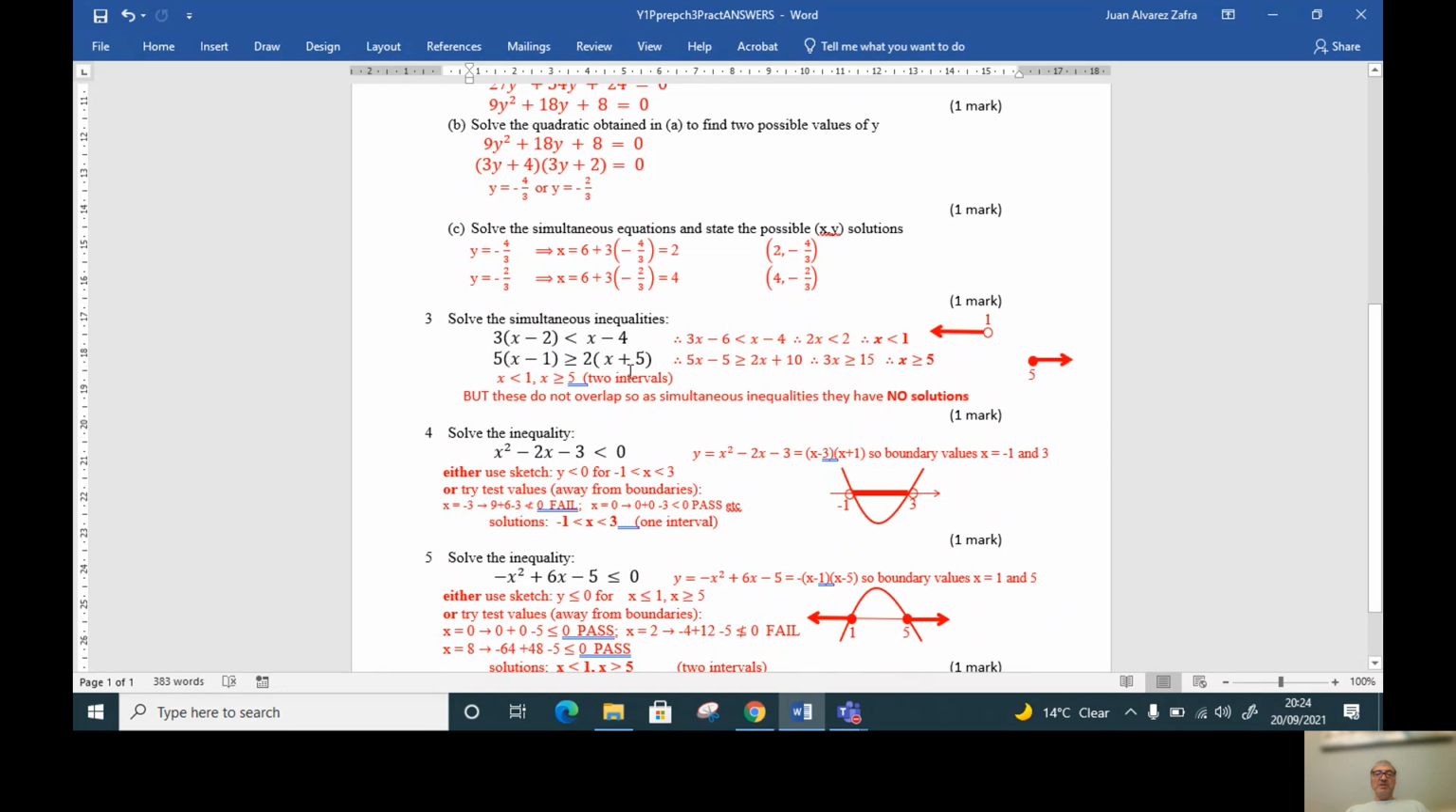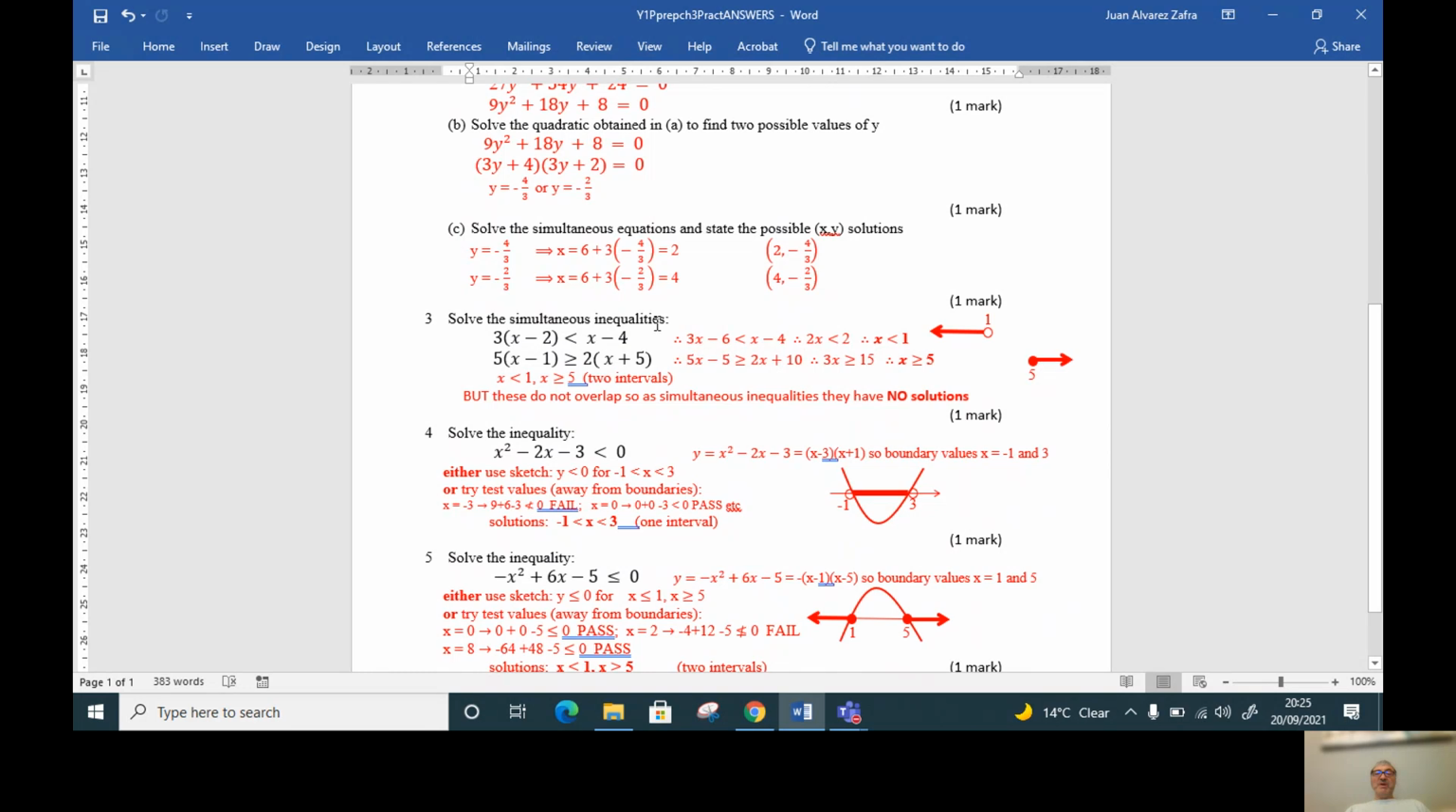Likewise with the second inequality, we have 5x minus 1 is greater than or equal to 2x plus 5. Multiplying out, we get 5x minus 5 is greater than or equal to 2x plus 10. And then rearranging, we get 3x is greater than or equal to 15, which means that x is greater than or equal to 5. And this time it's greater than or equal to, and so we include 5 and any value greater than it.